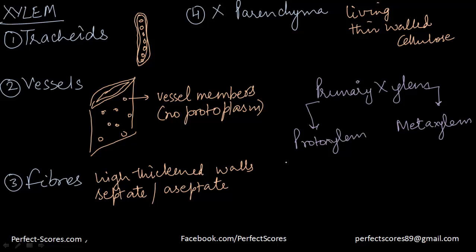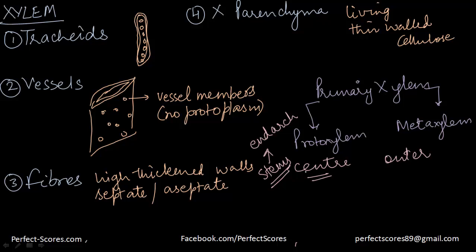Now, depending on their relative positions, you can have two kinds of tissues further. If the protoxylem is towards the center and the metaxylem is on the outer side, this is the case that is present in stems. This kind is also known as endarch. That means the older one, the one that was formed earlier, is towards the center. On the other hand, if the protoxylem is on the outer side and the metaxylem is towards the center, that condition is present in roots and that is known to be exarch.